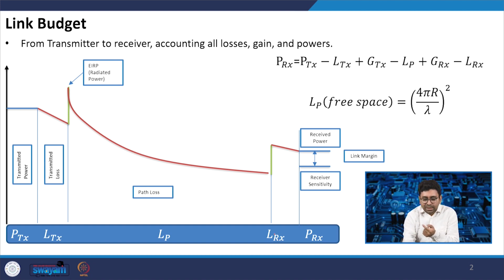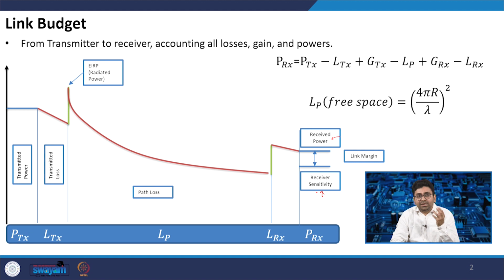That receiver antenna has a certain gain which will be added. This green color shows the antenna gain. After that, again there are some connector or receiver connector losses and cable losses, and it will receive the power, given by the received power, and there is a sensitivity of the receiver. We have already discussed the sensitivity of the receiver.